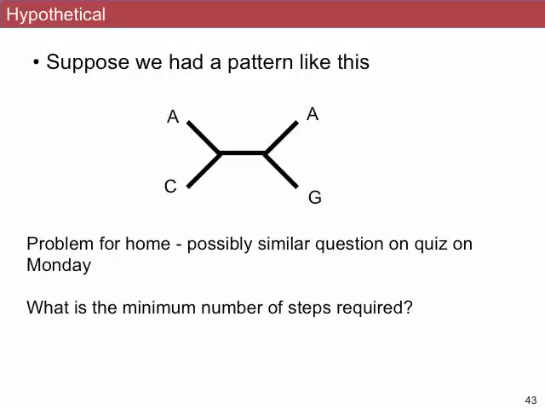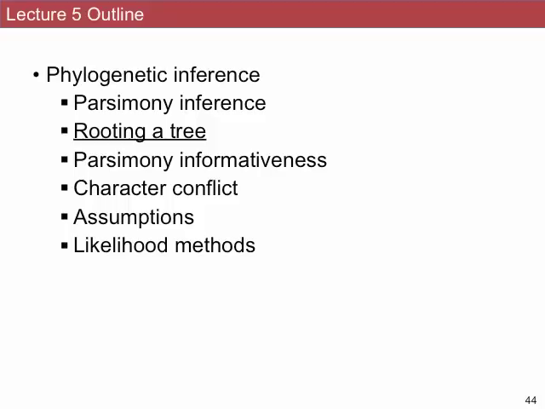Question? Yeah? So even though we've determined that's the most parsimonious, how do we know where to put the root? That's what we're getting to right now. So good question. To think about for home, this may come up sometime as a quiz or test question, for example. For this pattern, what is the minimum number of steps required for that particular pattern on that data there? So think about that with that relatively simple tree.